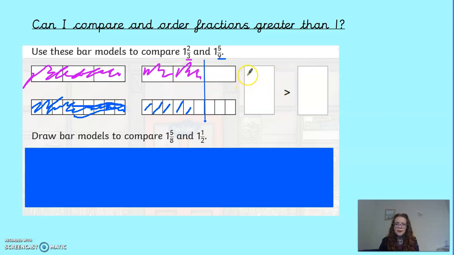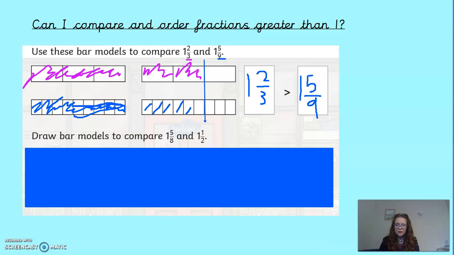Get my pen back. So it's going to be 1 2/3 is greater than 1 5/9. That's it. And what I want you to do now is pause me and have a go at doing 1 5/8 and 1 1/2 compared just the way I did it with the bar models.